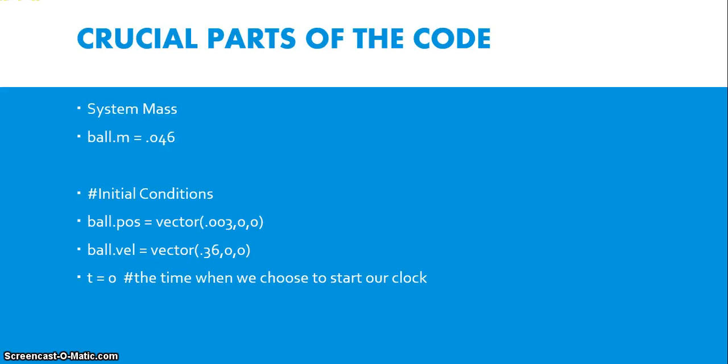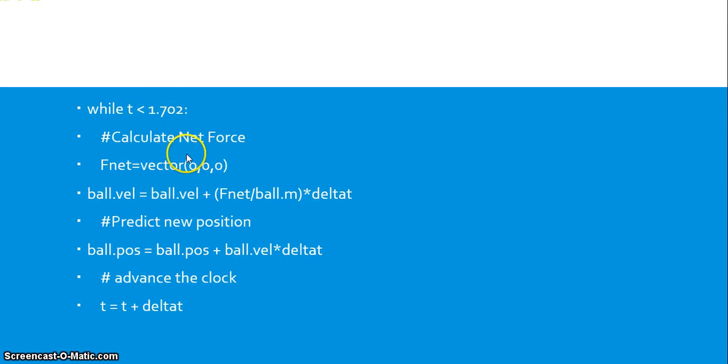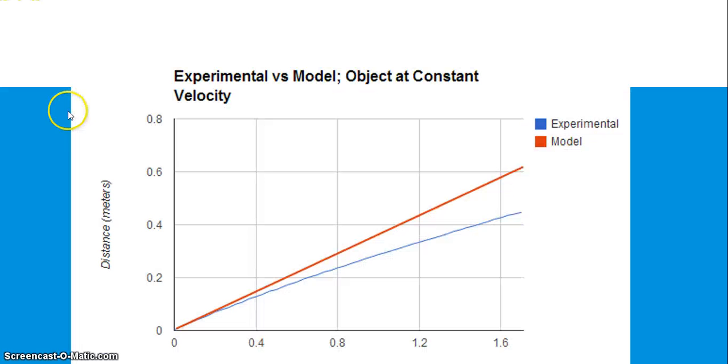Now let's look at important parts of the code. One important part is the initial position, which, because it's only moving along the x-axis, has this point, and the ball velocity, like I discussed earlier, is at that point. In addition, we made the F net vector equal to 0 because there is zero net force acting on the ball. Now let's see a comparison between the two graphs.